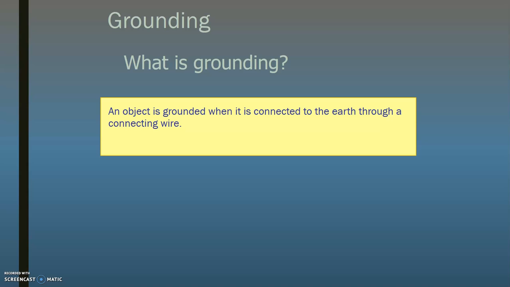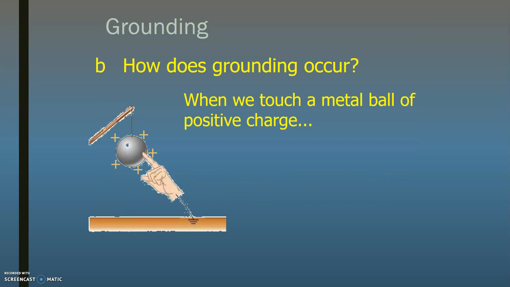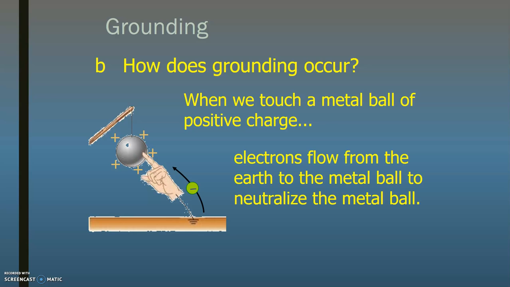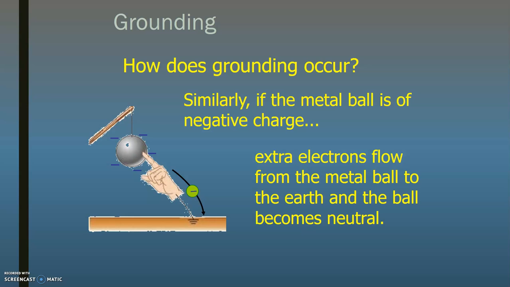So then what is grounding? Well, grounding is when you touch the object to the earth and excess electrons can move either to the object or away from it and it becomes neutral. So how does grounding work? Well, the electrons can come from the earth and dump into this positively charged metal ball, or if it's the other way around, the negatively charged electrons will travel through the finger down into the earth.